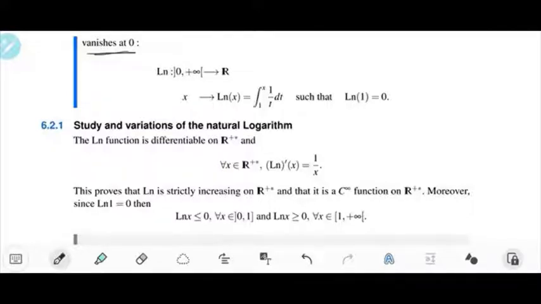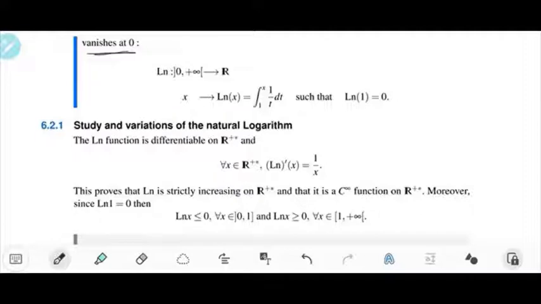a primitive of a function, the primitive is not unique, because if you add a constant to this primitive, it will stay a primitive of the function. So we take the primitive that vanishes at 1 and we call it the natural logarithm. And of course the primitive of 1 over x exists because 1 over x is a continuous function. So ln will be the function defined from 0 plus infinity into R, because we say it's the primitive of 1 over x on the interval 0 plus infinity.